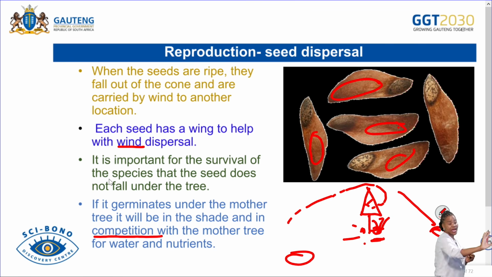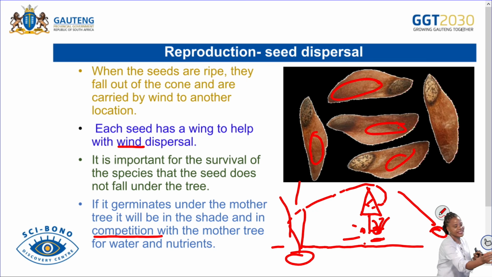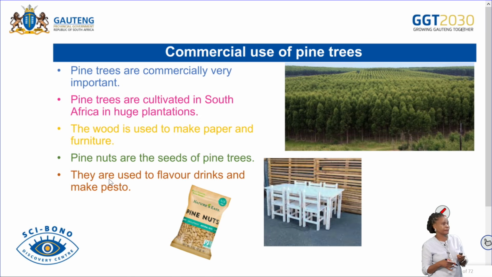So if it grows away from the mother, it will grow independently. And that's why most of the time we'll see most of the trees lying next to each other in most of the areas, because of the seeds being dispersed away from the mother tree. So what are the commercial uses of the pine trees?